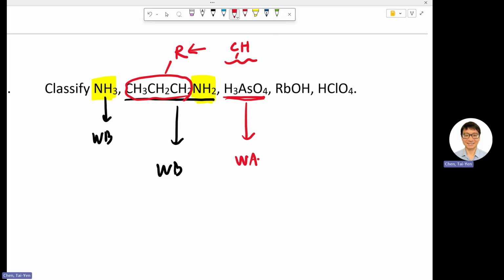Weak acid, very good. How do you know it's actually a weak acid? This is a very standard type of oxalic acid, right? You see the H, some center atom, and O, right? So that's a very typical format of oxalic acid.